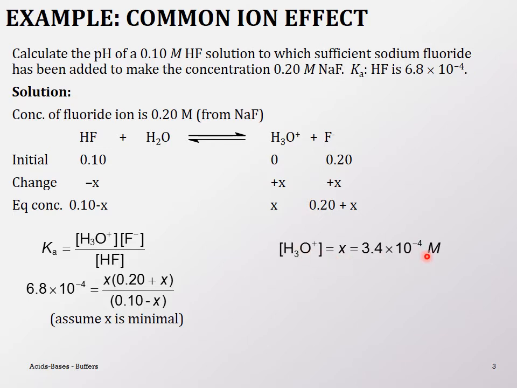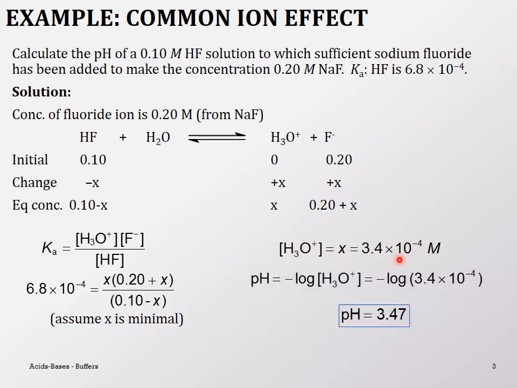Once the hydronium ion concentration is known, you can calculate the pH, and the pH now is 3.47 for this acid. What you may want to do is calculate the pH of the HF solution without the sodium fluoride in there, and then see how much the pH has changed. So anyhow, that's how you would do the calculations for common ion effect. Just remember that you have to add the salts in the initial stage, right here, and then the changes will be as they are.